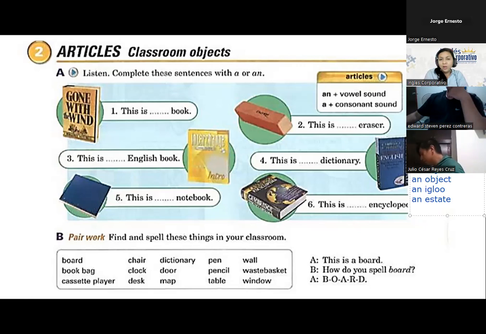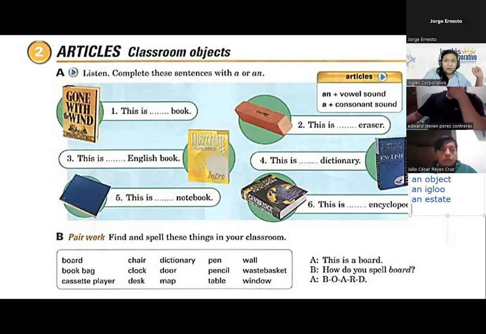Okay, so for all the words that start with a vowel sound, you will use "an". And when you mention one thing, we use "a" and "an" when it's only one thing, because that word means one. Un libro, un borrador, un diccionario, una enciclopedia, una sombrilla, una manzana. So the words "a" and "an" mean one, significa uno. We only use them in singular.